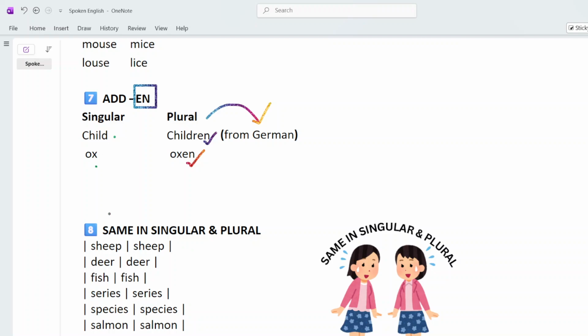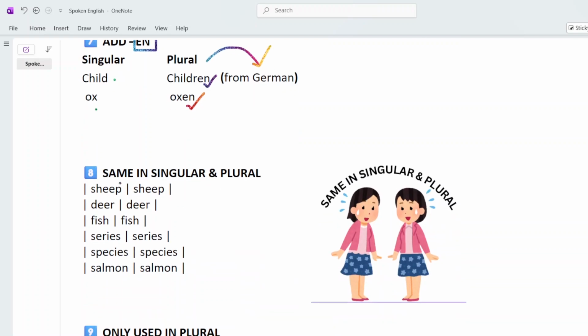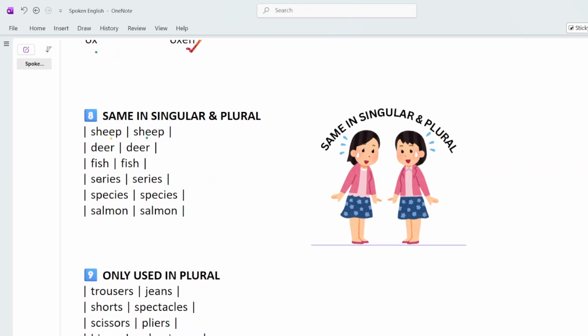Okay. Now, the next important topic for today is same in singular and plural as well. What do you mean? Some forms don't change. The number is understood from the context itself. For example, if I say sheep, I am not going to add an S or an ES here. I'm just going to keep it as sheep. Deer is deer itself. Fish, fish. Series, series, like series on Netflix, okay? So series, series. Species, species.